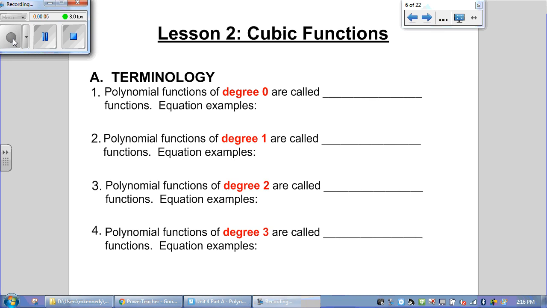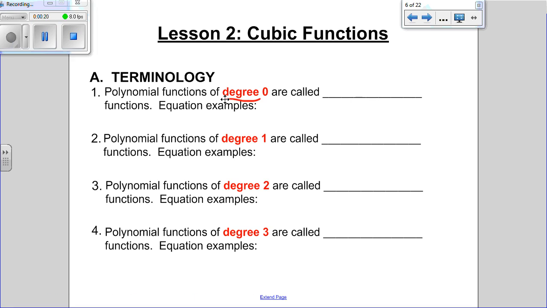We're doing cubic functions now. So we're doing everything we did yesterday, which was review, and we're going to apply it to more complex things. To review yesterday, we had something called a 0 degree. And what does degree mean? Highest exponent, yeah. So if something's degree 0, that means the highest exponent is 0. So degree means highest exponent.